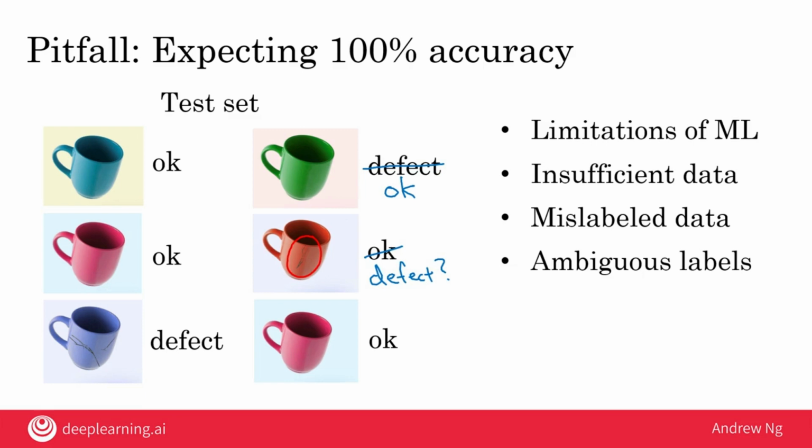Some of these problems can be ameliorated. For example, if you don't have enough data, maybe you can try to collect more data, and more data will often help. Or you can also try to clean up mislabeled data or try to get your factory's experts to come to better agreement about these ambiguous labels.